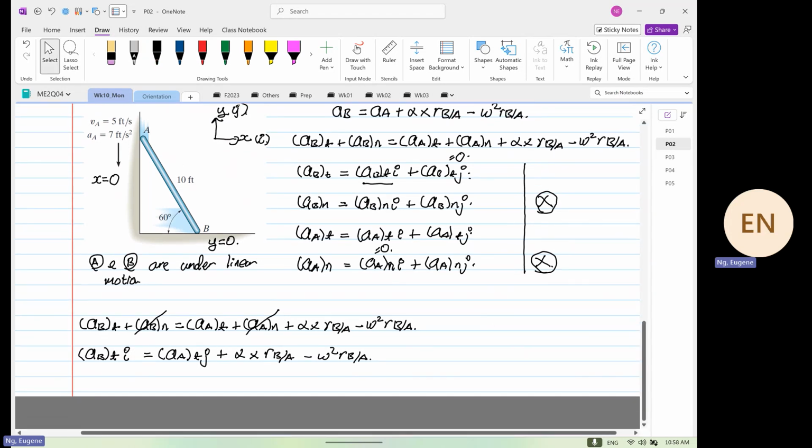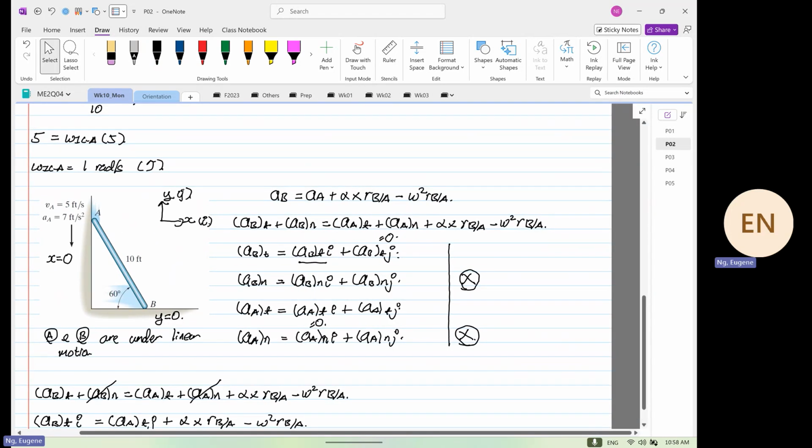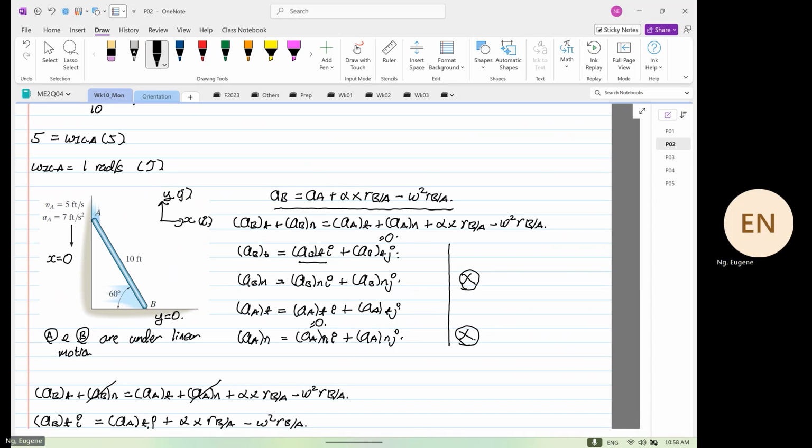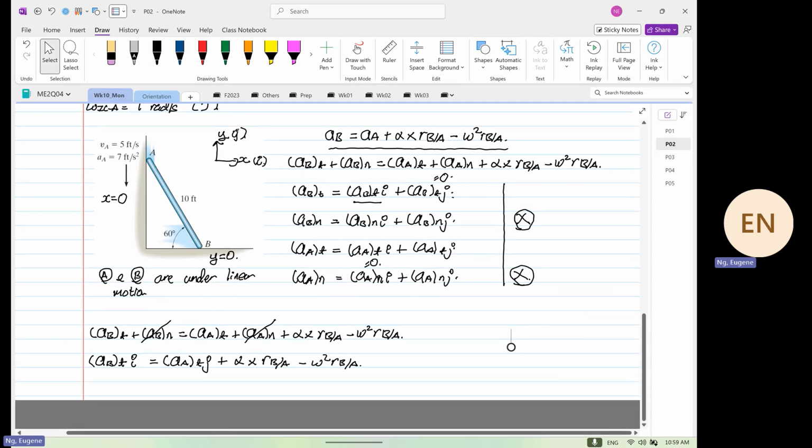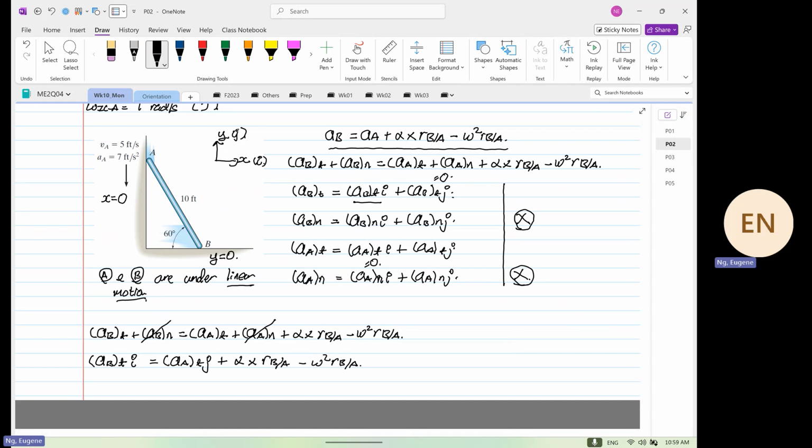I want you all to see that this expression over here is in fact much bigger. There are more layers. Are we clear? But because of the boundary condition we have, we eliminate some of them, and also because it's under linear motion. That is why we are left with this final form, which I will call our equation number 2.